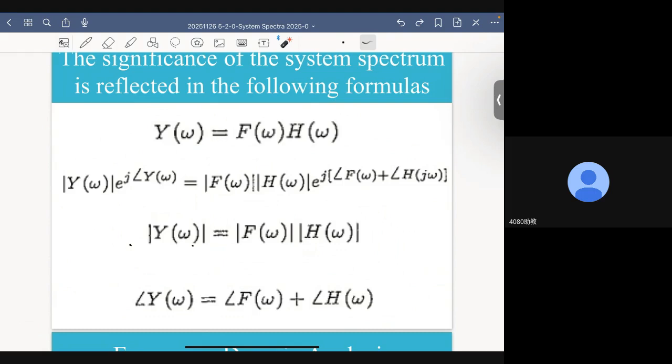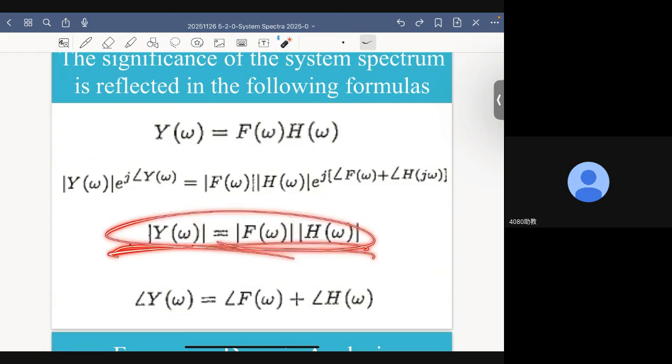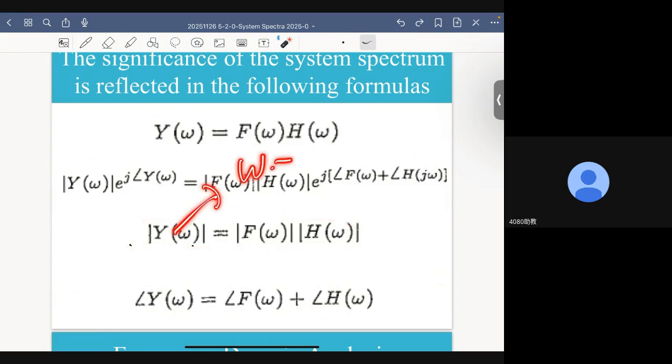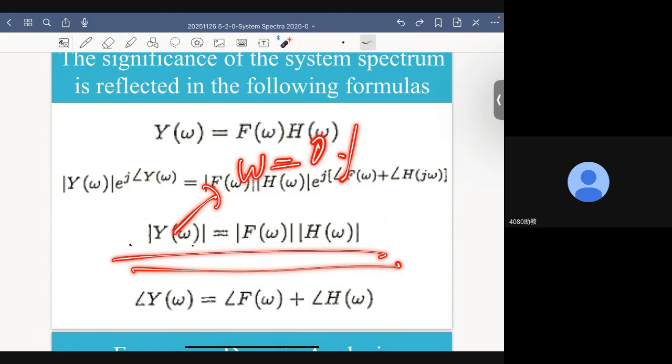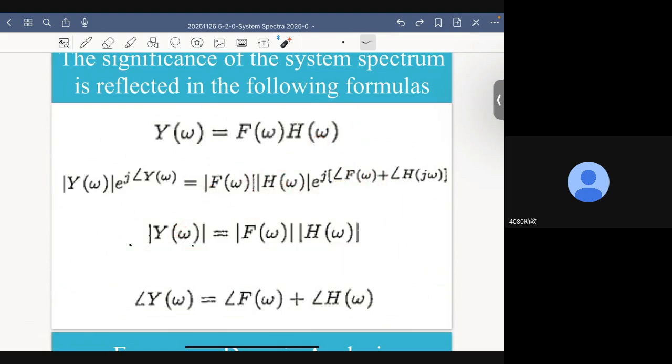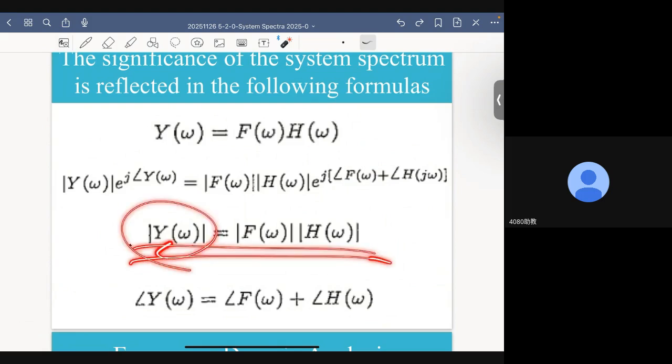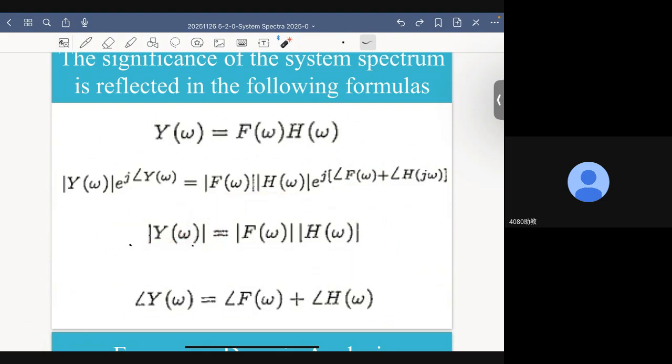Remember, these three things are not numbers. Function of omega, function of omega, function of omega. So when you see this equality, you actually see infinite numbers of equalities, which means when omega is 0.1, you have one equality. When omega is 0.2, you have another equality. How many possible values do I have for omega? Infinite numbers of values of omega. So what I have is infinite numbers of equalities. Why is that the case? Because these three terms are all functions of omega.